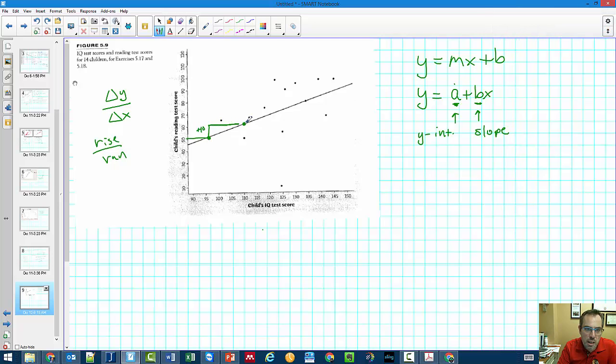And then I'm really looking at how far over I went. So this is approximately 96 to approximately 111. We'll just round these off, 95 to 110, so 15. So I went up 10 and over 15. It wants to know if this slope is closer to 1, 0, or negative 1.